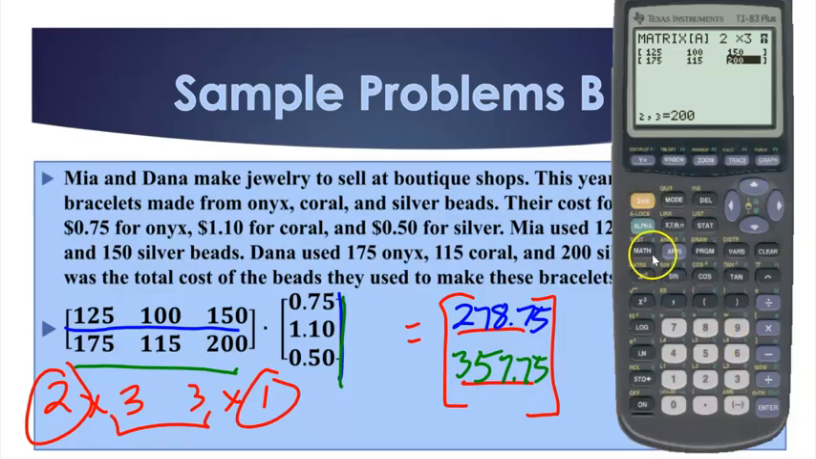Then go back into the matrix, edit the second one, and this one was a 3 by 1. So 0.75, 1.10, and 0.50. Now I need to get out of this, so second mode. Now I need to go back in, so second matrix. I used matrix A, so that's 1, and I'm multiplying that by second matrix number 2. Hit enter, and there's my 278.75 and my 357.75.